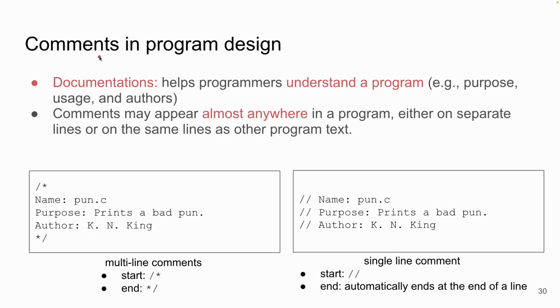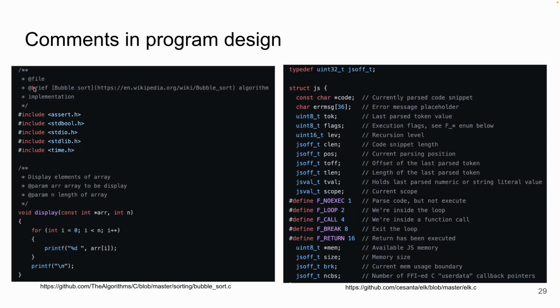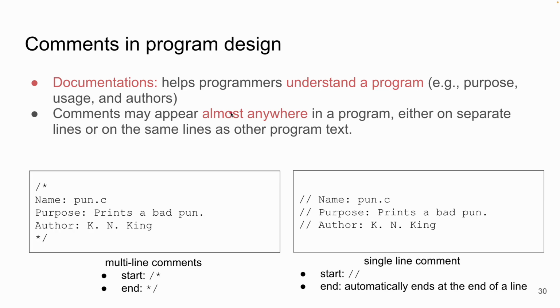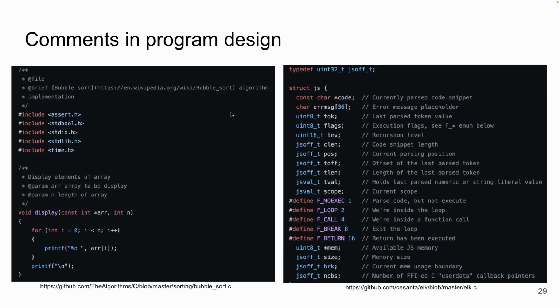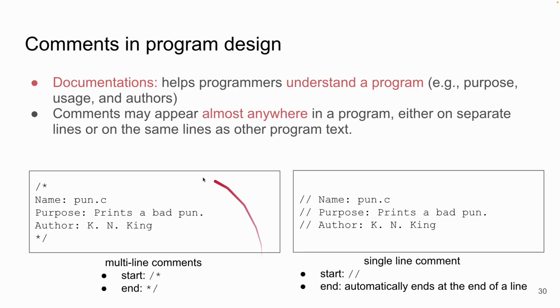So how do we write comments in C? The purpose of comments is to serve as documentation. It can help other programmers, and help yourself, to understand the meaning of each line and the purpose of programs. For example, a good documentation at the top of the program will always explain the purpose of this code, the usage of the program, and most of the time specify the author of this code. If you go to trending repositories in C, you will see all these things, and comments can appear almost anywhere in your code, either on a separate line or the same line.